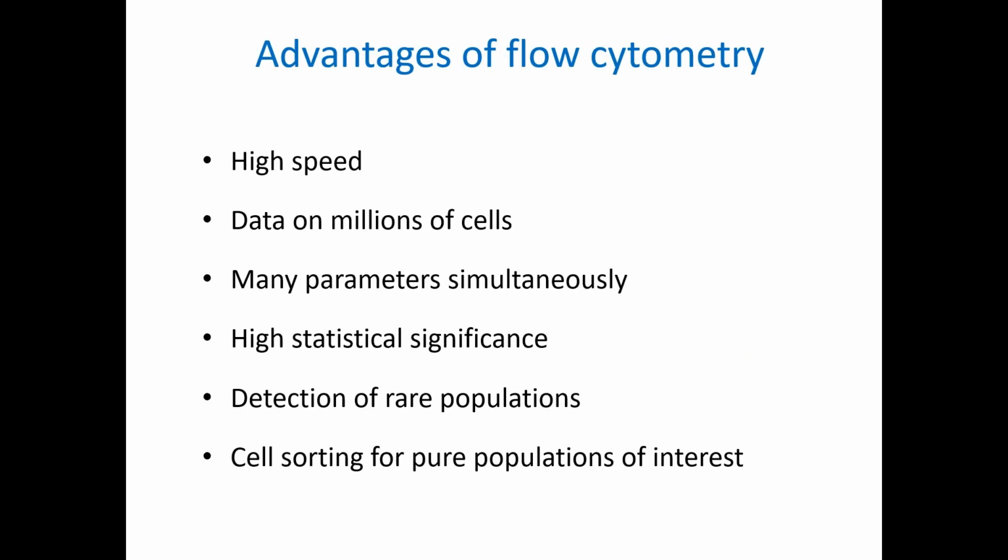The advantages of flow cytometry are that it's very high speed. You have data on millions to tens of millions to sometimes hundreds of millions of cells, and can measure many parameters simultaneously, which gives high statistical significance and allows you to detect rare populations. If you have a cell sorter, you can sort out the cells of interest so you have pure populations for downstream experiments.